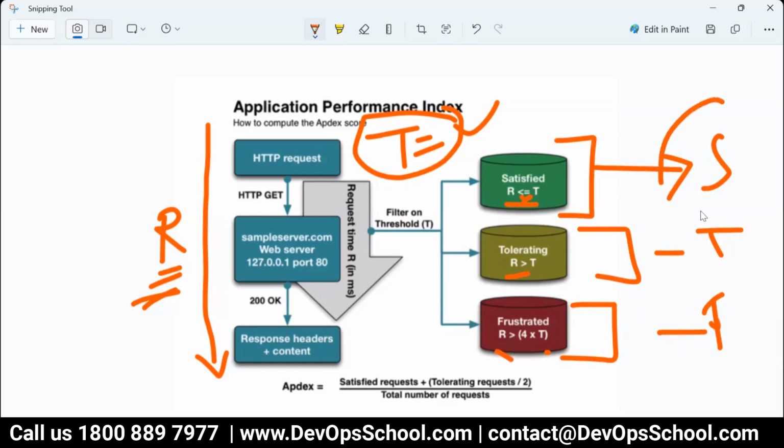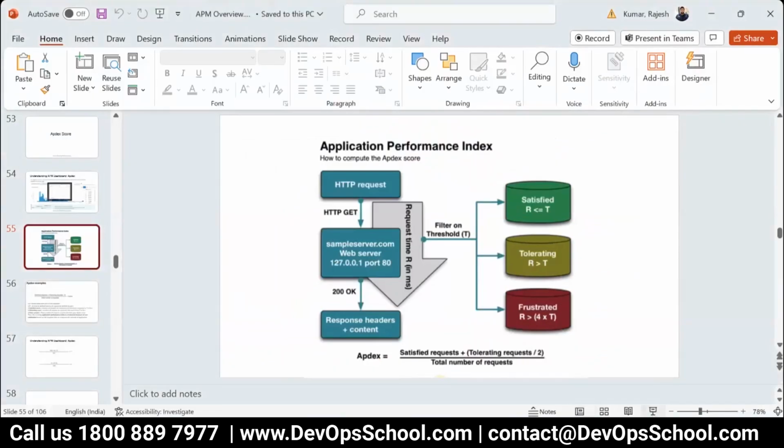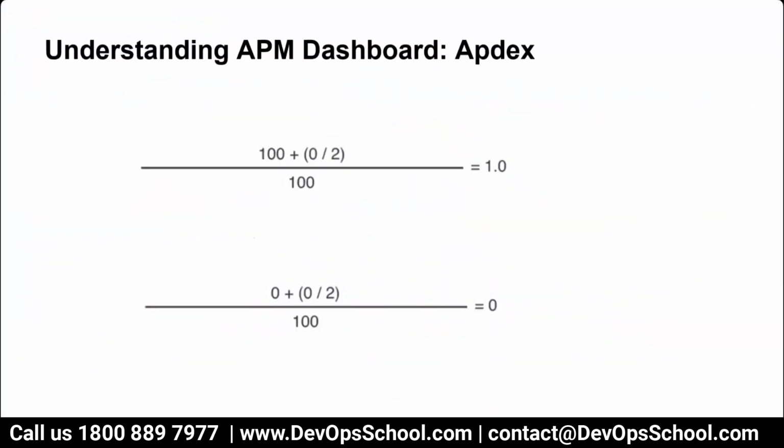Okay, so now the question is whatever the traffic where R is less than or equal to T, those users are put in a bucket which is called satisfied. Where R is greater than T, those users are tolerating your application. And where R is greater than 4x of T, those users are frustrated. That means now you know who's satisfied, who's tolerating, who's frustrated. Are you okay with it? All of you? Yeah.